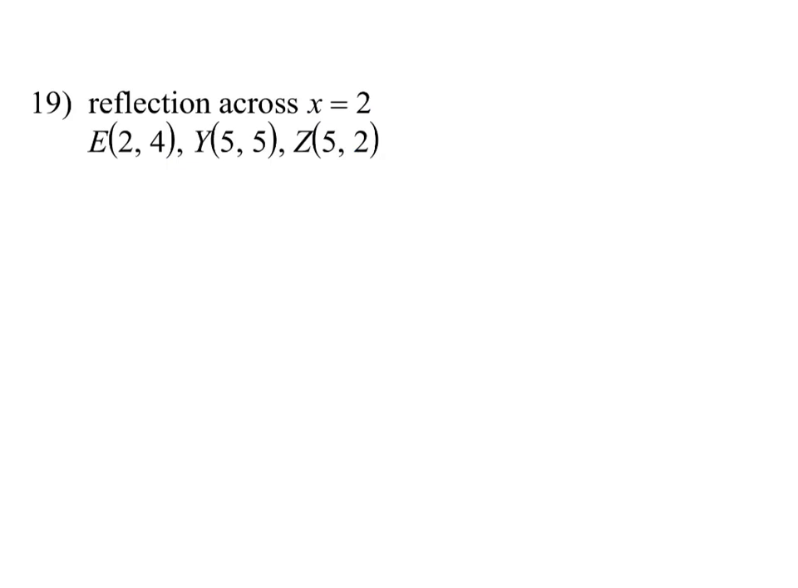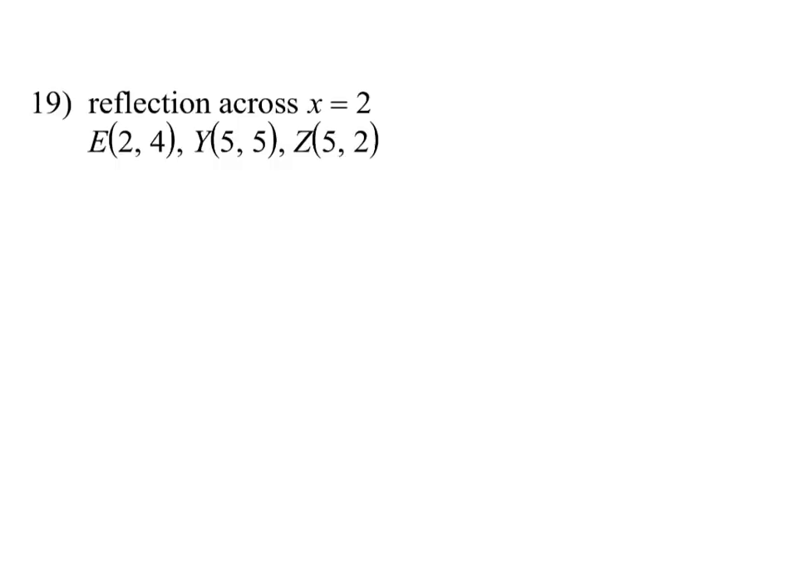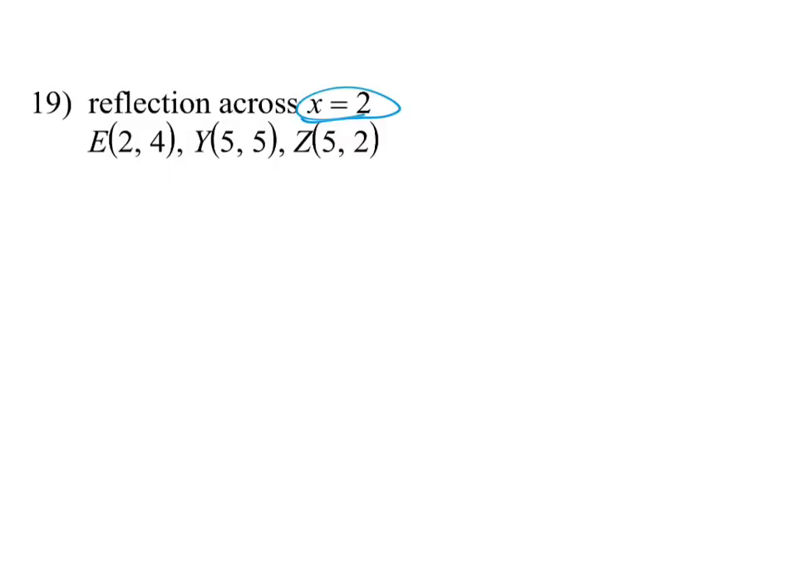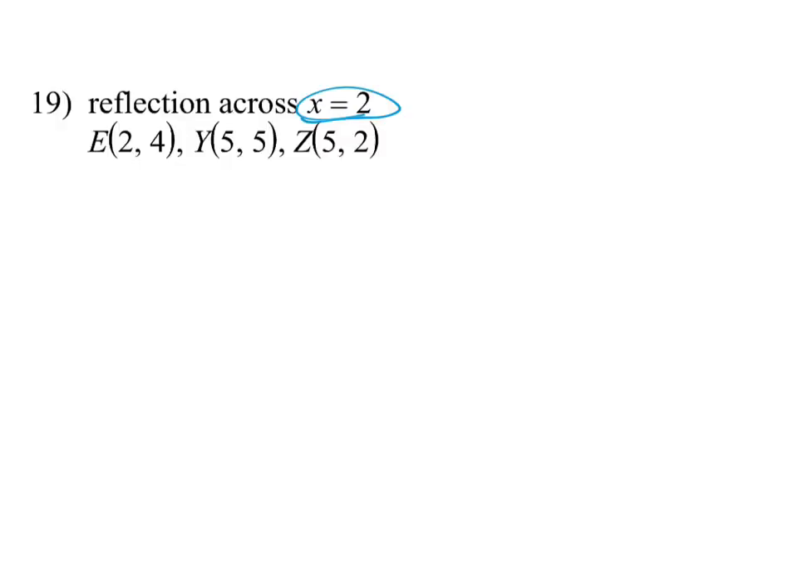And then our last ones are just like what it was for the translations. It just gives you the points. You have to figure out what the new ones are. This is where your function comes in awfully handy. Let's look at these functions again. I need to reflect over x = 2. Well, that's these ones like x = k and stuff. And so I'm going to take (x, y), and it's going to turn into this. This k value is this number. So since I need to reflect over x = 2, the function is going to go -x plus 2 times that number, and then y is going to stay the same.